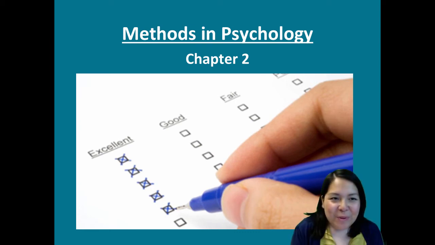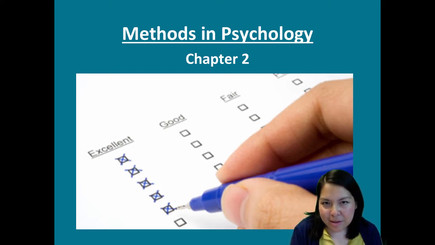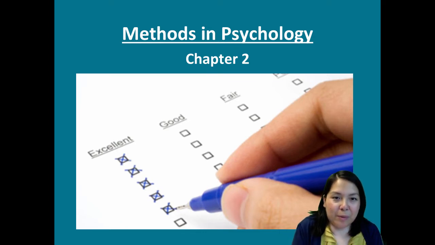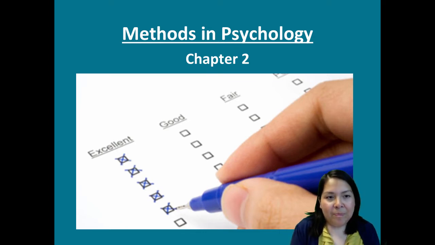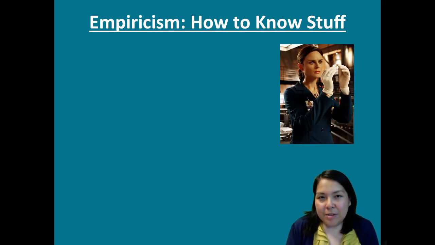Hello, today we will be talking about methods in psychology, so chapter 2, and we have split this chapter up into 3 sections. I will be talking about the different types of methodology in psychology and also begin to talk about our data and how it is organized. And so we will begin with what is empiricism and what does it actually look like.